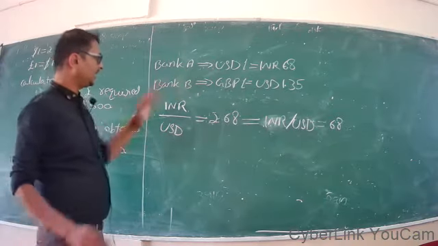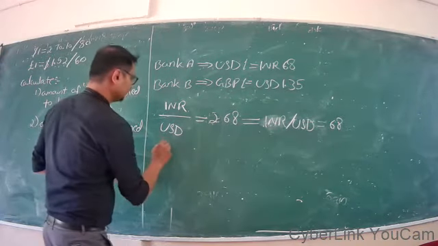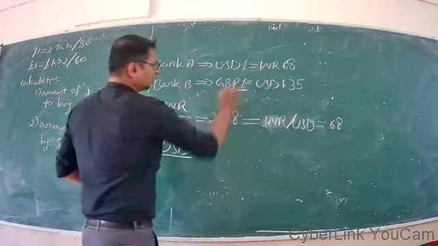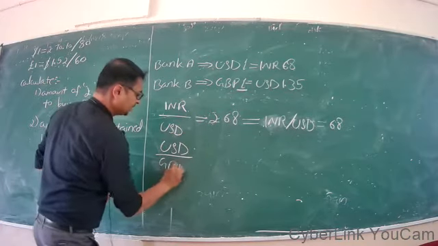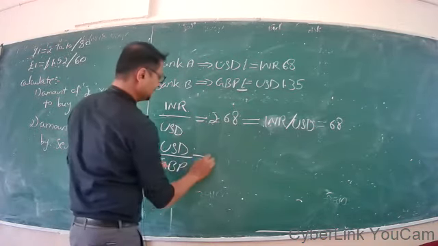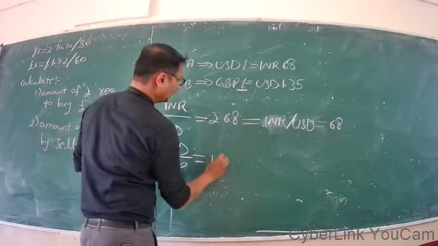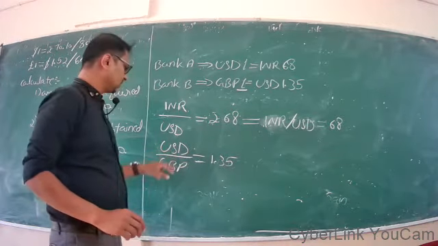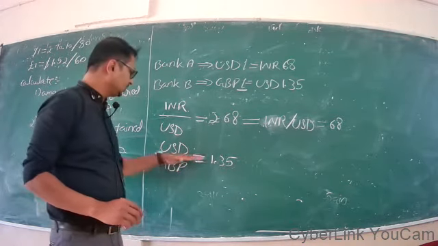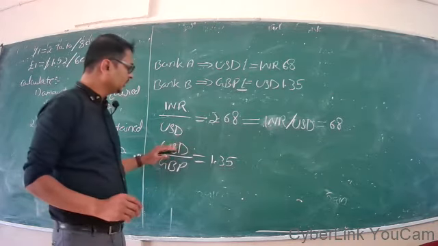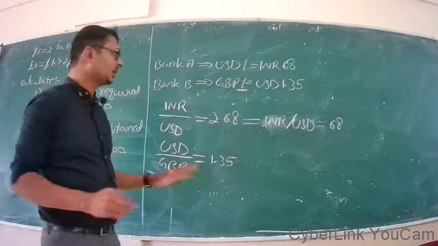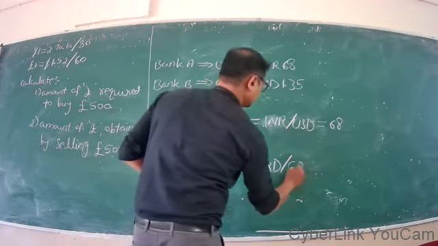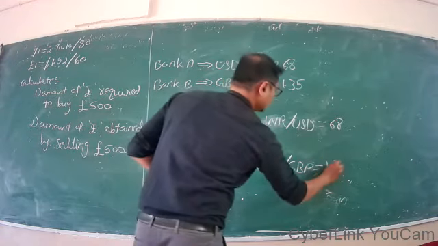Likewise, in Bank B, numerator is US dollar, 1 unit is GBP, US dollar per GBP is 1.35. That means 1.35 US dollar per GBP. 1 GBP is equal to USD 1.35. Right? Also, it can be rewritten as US dollar per GBP 1.35.